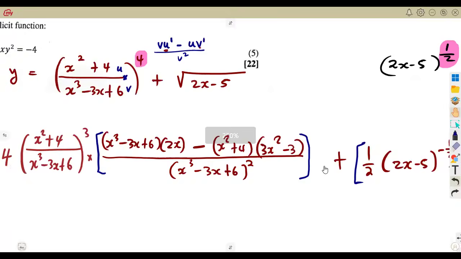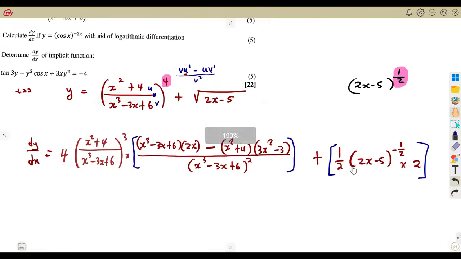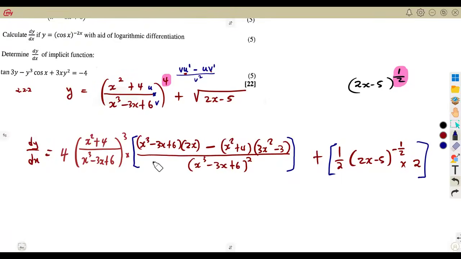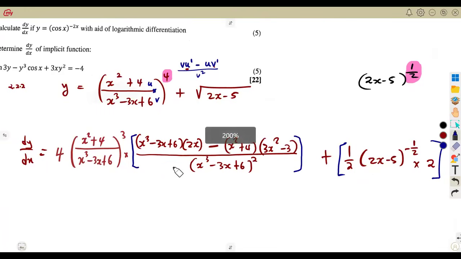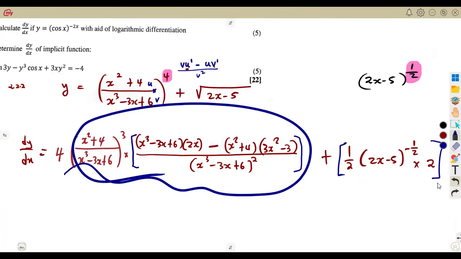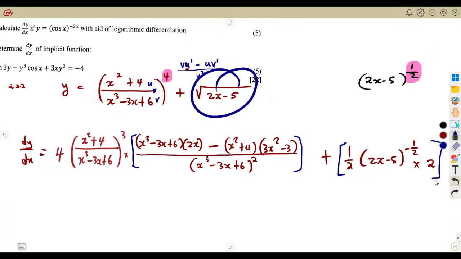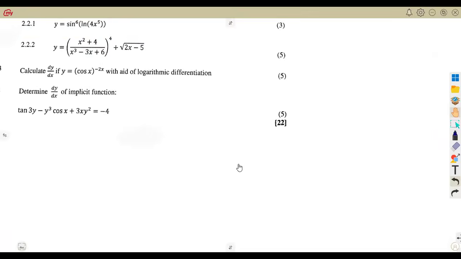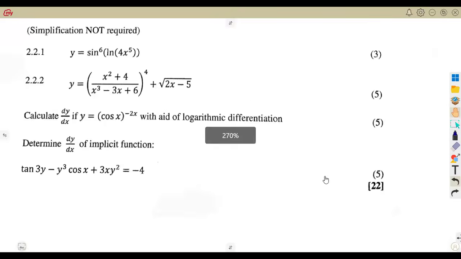So you're going to consider this way. This is what you were going to have at the end. So you differentiated the first part, then the last part. Simplification is not required. You can even just leave your answer like that. So you just have to work as many questions, guys, as many questions.